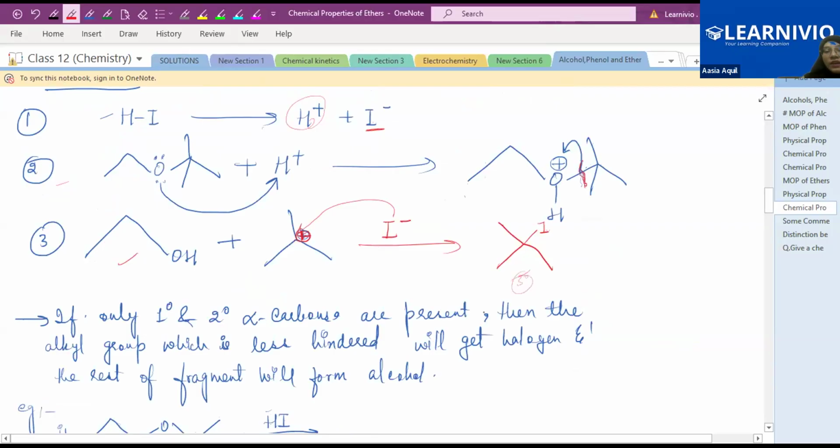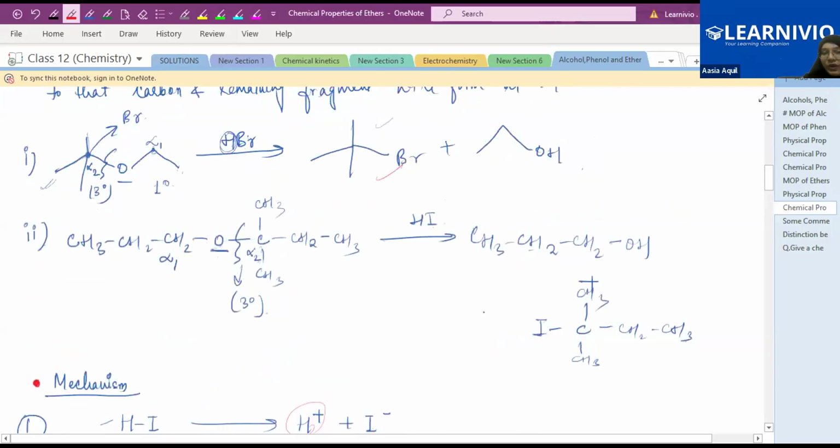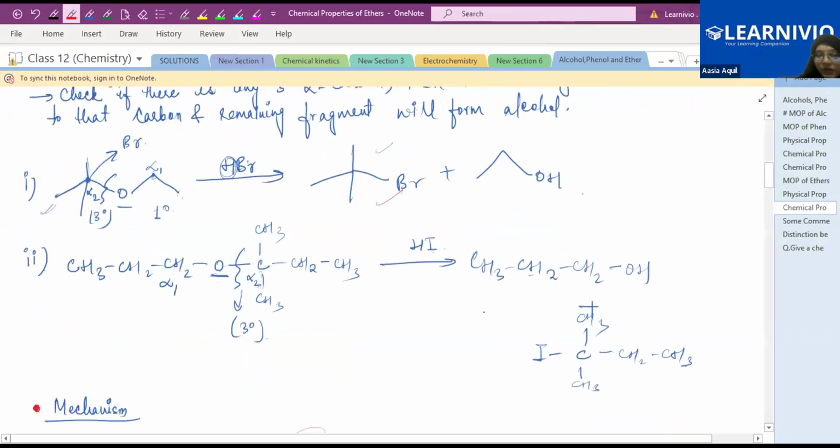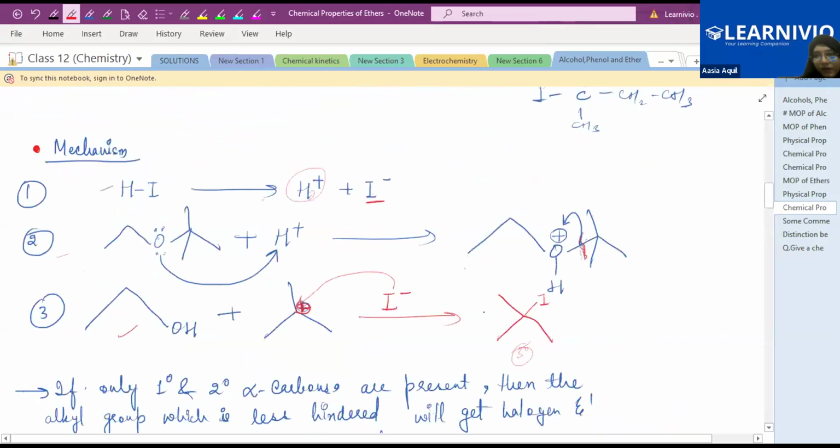So that is what you are supposed to do in unsymmetrical ethers. First you have to check whether there is any tertiary alpha carbon or not. If there is a tertiary alpha carbon, attach the halogen part of the halogen acid to that carbon, and the remaining fragment will form the alcohol. So that is the proper mechanism for unsymmetrical ethers.